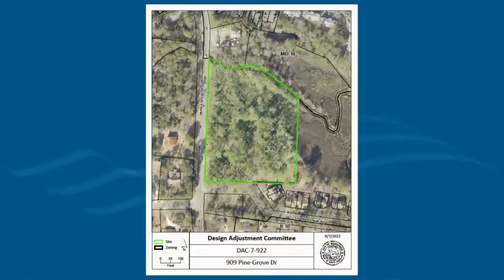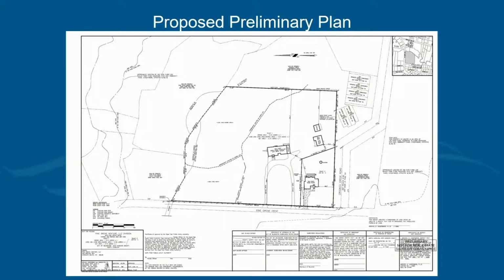Is there a staff presentation? Thank you, Mr. Chair and members of the DAC. This request for a waiver from Design Adjustment Committee is located at 909 and 913 Pine Grove Drive. This is a request for a preliminary plan and design adjustments for a residential subdivision. And this is for an allowance of the use of 3 existing driveways on site.